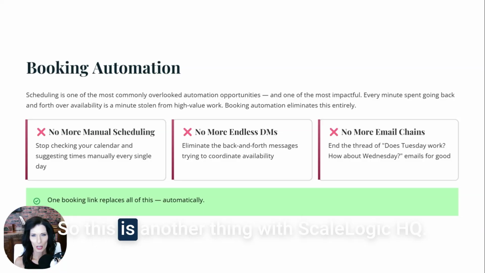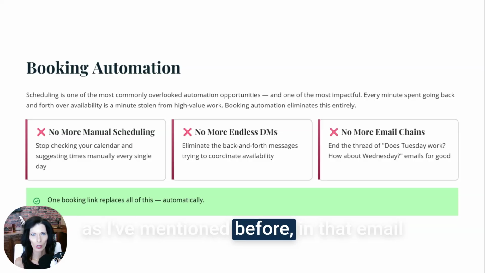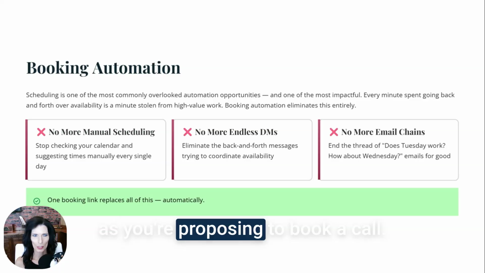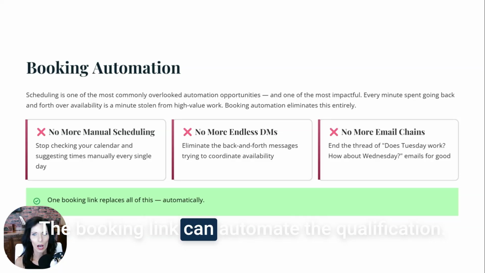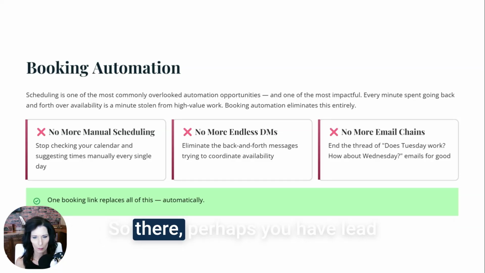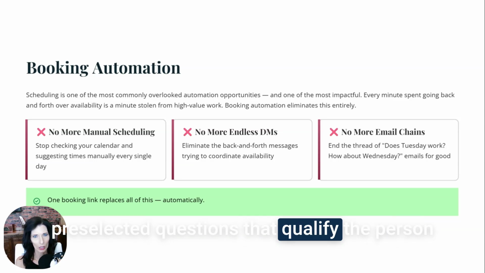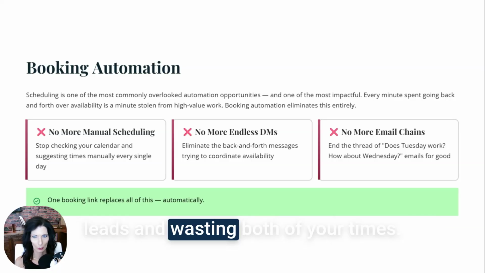So this is another thing with ScaleLogic HQ. You can automate in your business, as I've mentioned before, in that email nurture or in your social media content as you're proposing to book a call. All of this can be set up automatically. So there's no calendar chaos. There's no going back and forth. The booking link can automate the qualification. So perhaps you have lead questions that you want to ask. When we set that up, we have a couple of pre-selected questions that qualify the person. So you're not getting on calls with unqualified leads and wasting both of your times.